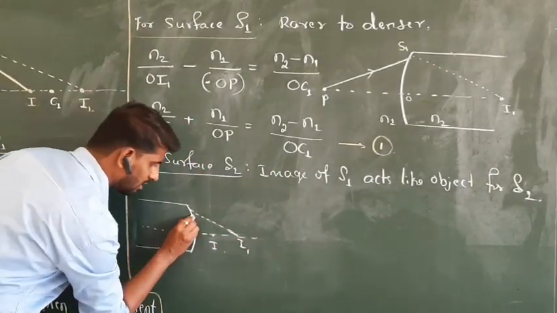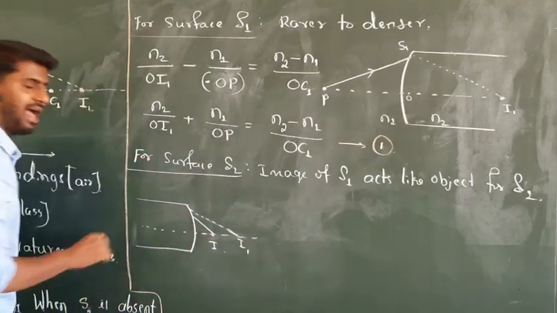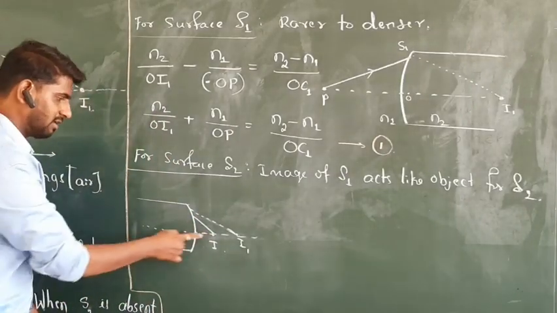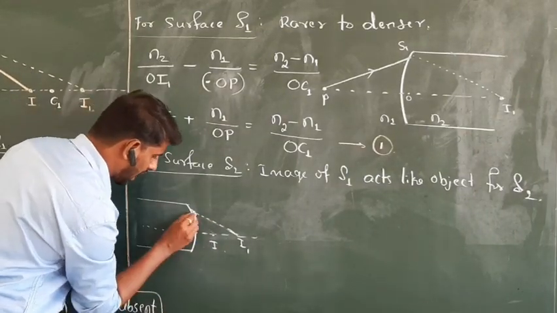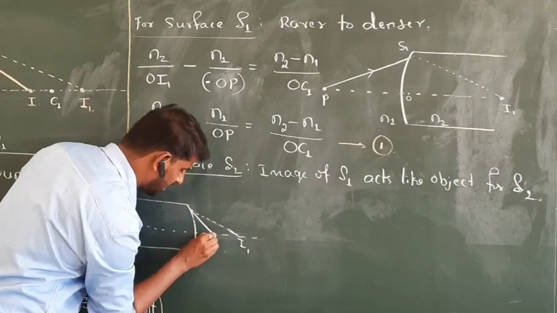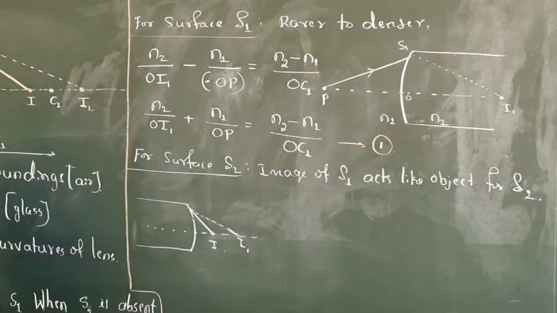How is I formed? I is formed as a result of I dash or I1. I1 is the ray that comes, and then it is refracted at the second surface, and the image forms at I.